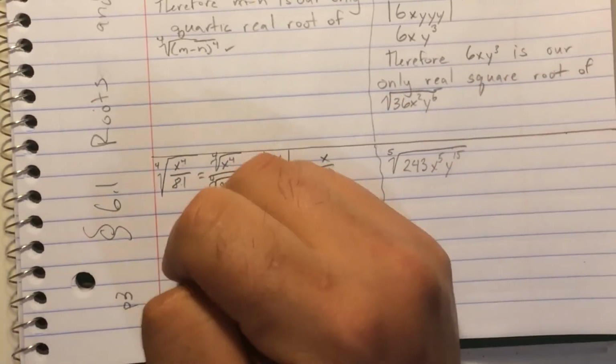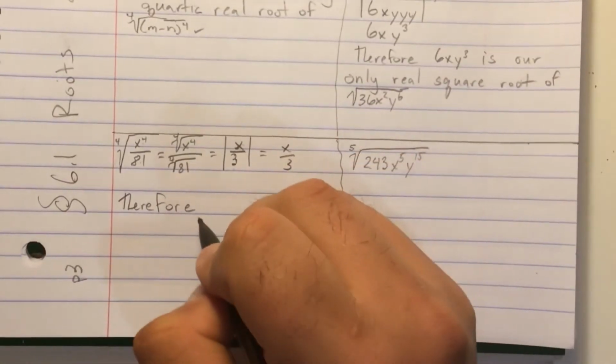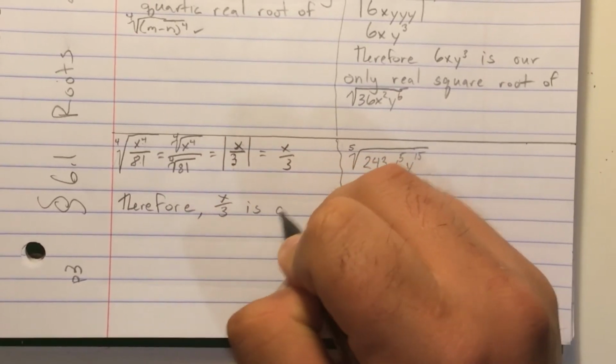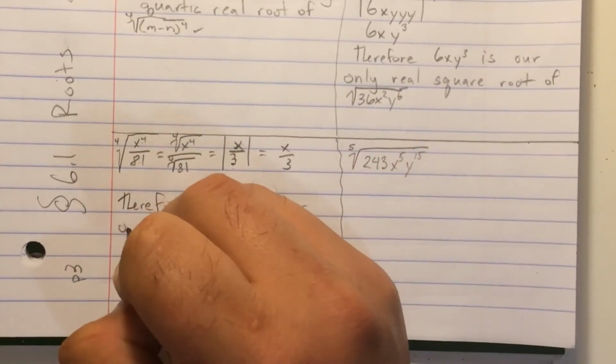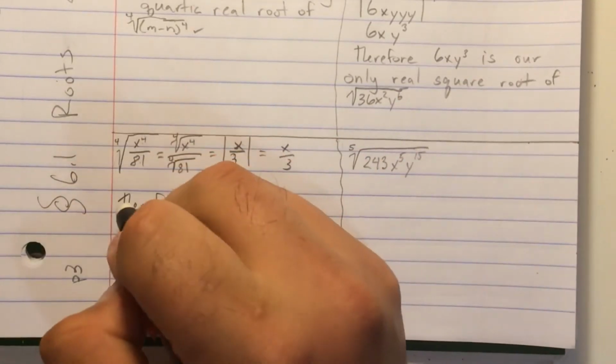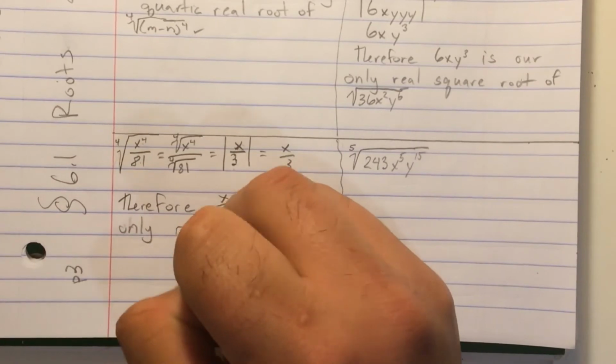Therefore, x over 3 is our only real root.